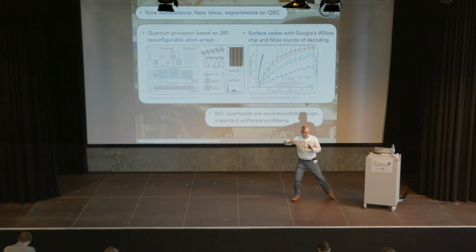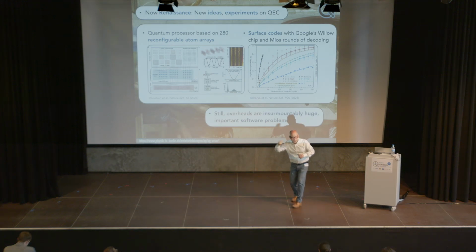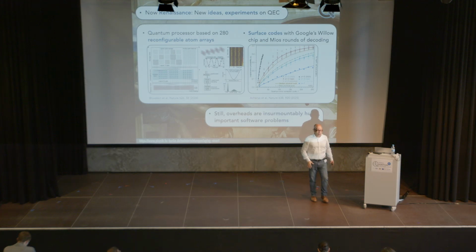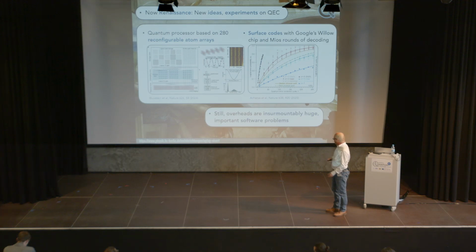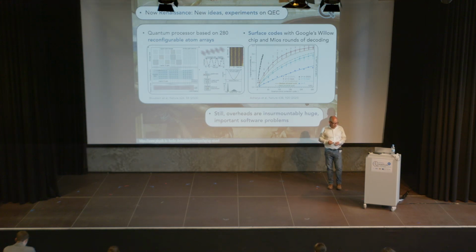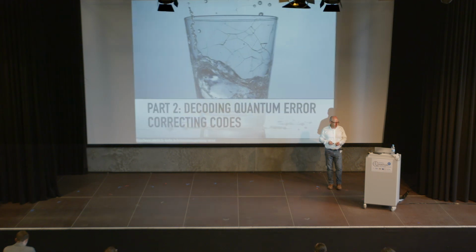There's a classical side processor. You can process this, run a decoder, and find a fix for what has happened. And they did it, but not once or twice, but a million rounds with real-time decoding and feed-forward. This is quite amazing. These are two experiments that came out. Still, the overheads are insurmountably huge, and there are important software problems, which is what I will dedicate the remaining time I have to in what follows.